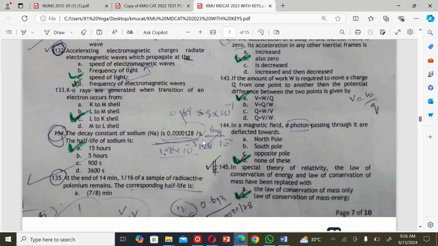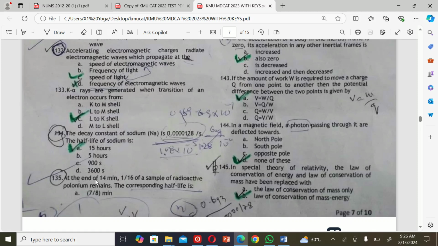The next MCQ is: the decay constant of sodium is 0.0000128 per second. The half-life of sodium is A. 15 hours, B. 5 hours, C. 900 seconds, and D. 3600 seconds. So the correct option is A. 15 hours.